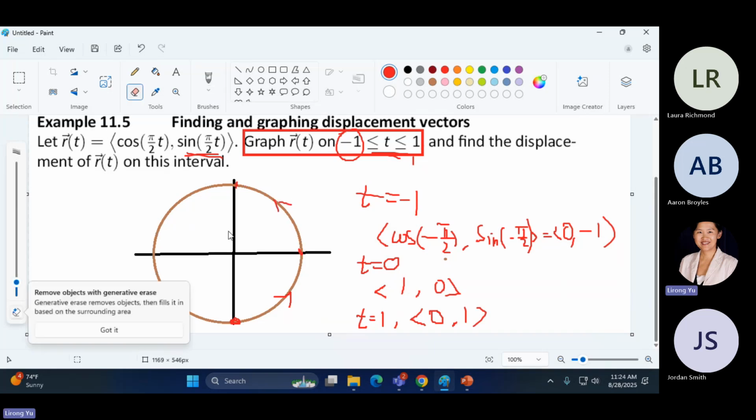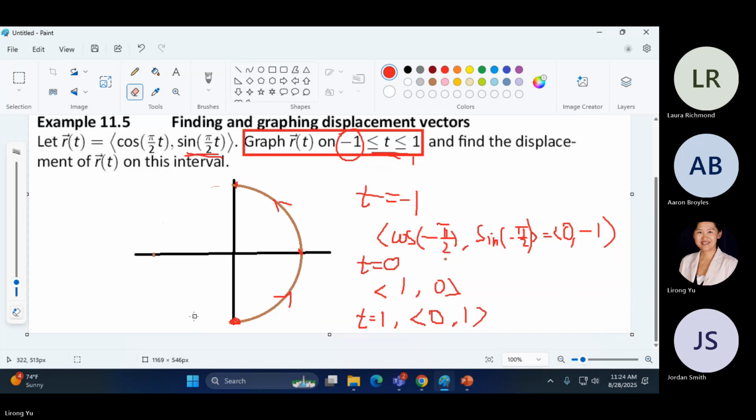So it looks like we don't have the other half of the circle. I drew the full circle because I knew it was supposed to be part of the circle, but I didn't know how much of the circle it actually was. So it looks like this representation of cosine pi over 2 times t, sine pi over 2 times t, when t goes from -1 to +1, traces the right half of the circle. So that was trying to sketch it by hand.